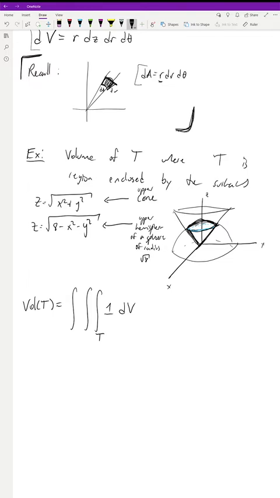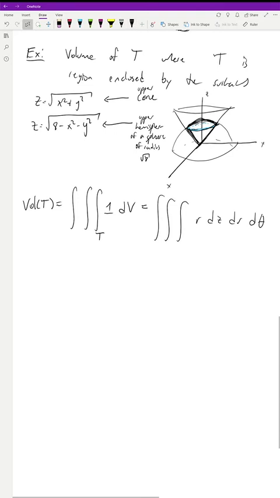So how do we evaluate that? Using cylindrical coordinates, dV is replaced with r dz dr d theta. And we need to figure out what the dz bounds are, the dr bounds are, and the d theta bounds are. Okay, so let's go about it that way.